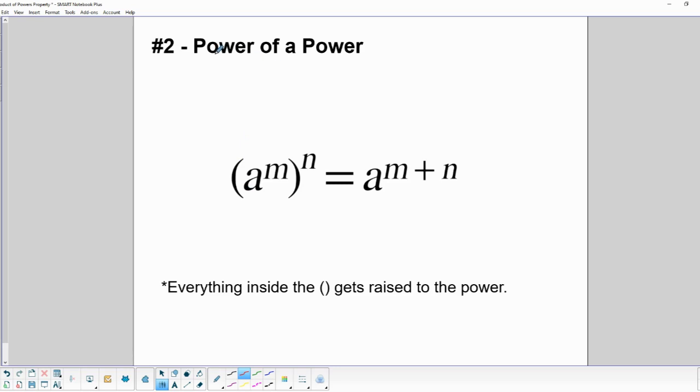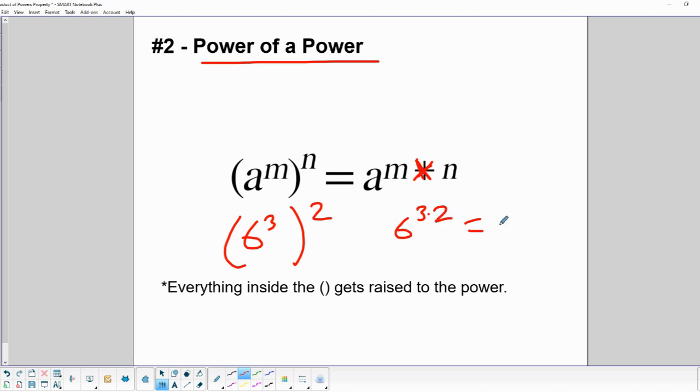Now what if I have this? This is power of a power. I've got an exponent inside of parentheses, and I'm raising that to an exponent. That's kind of crazy looking, but that can happen. Like if we had 6 to the 3rd raised to the 2nd power. Essentially what we do here is we multiply these two exponents together. Let's change that to a multiplication symbol. We multiply those two together, so this would be 6 to the 3 times 2 power, which would be 6 to the 6th power.